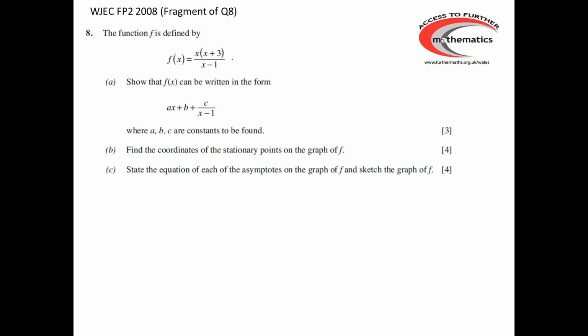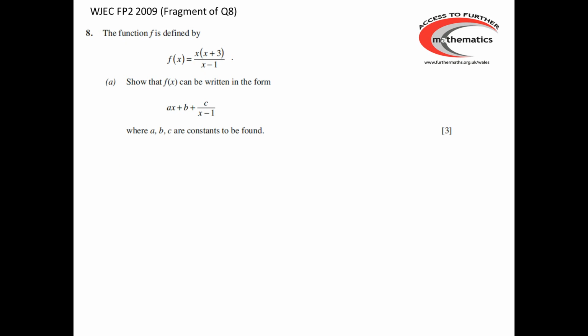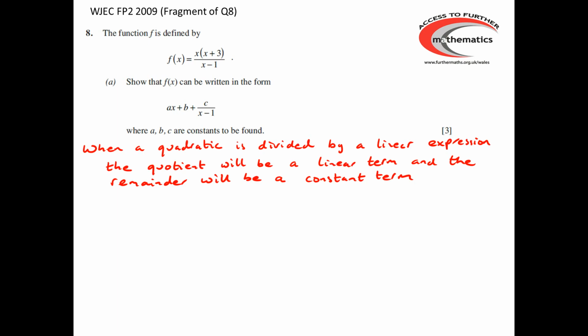Well, we've got a quadratic expression divided by a linear expression. And if we divide a quadratic by a linear, then we know that the quotient term will be a linear expression, and that the remainder will simply be a constant. So we can certainly say that f of x, or x times x plus 3 divided by x minus 1, will be our linear term, ax plus b, plus our constant remainder, c, divided by x minus 1.